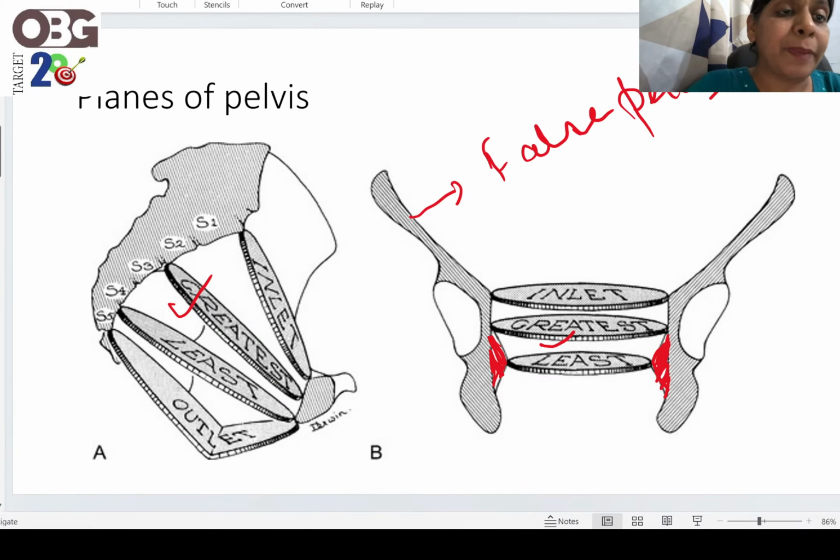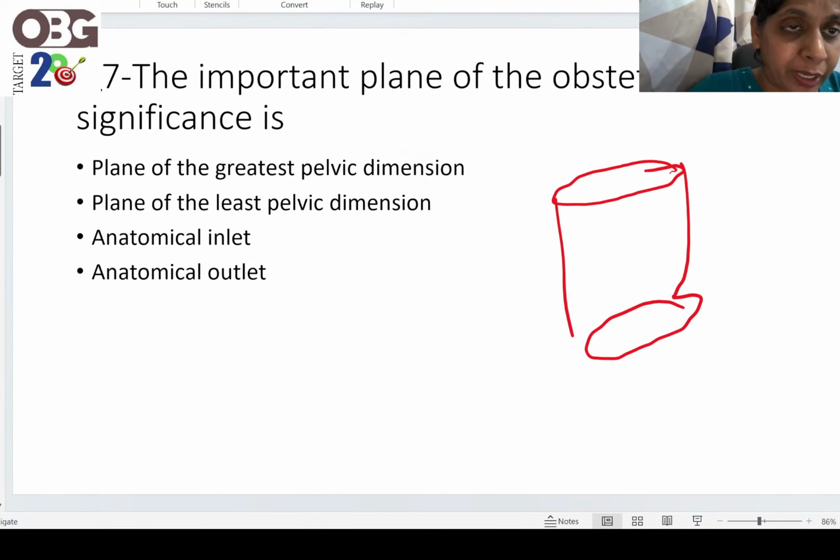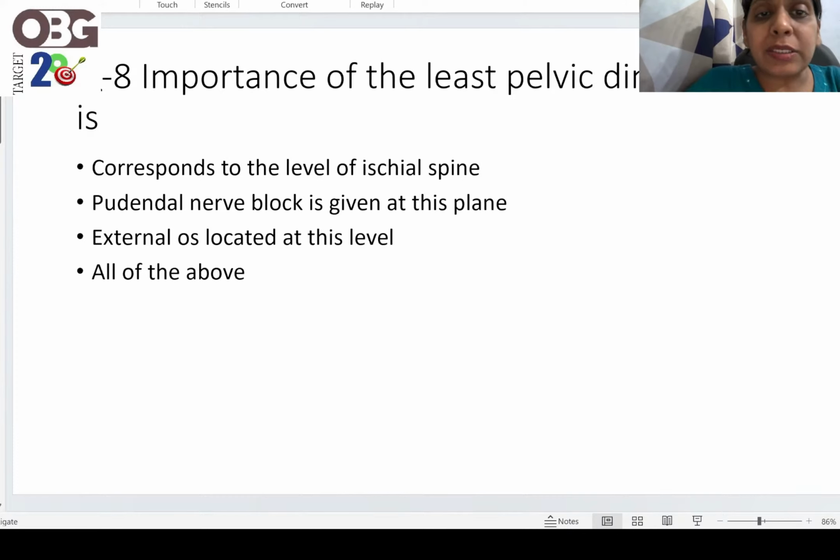The plane of least pelvic dimension is very important clinically. In the importance of the plane, the clinical significance of the least pelvic dimension is that it decides whether normal delivery will occur or not. These are some of the few importances. The answer is all of the above.